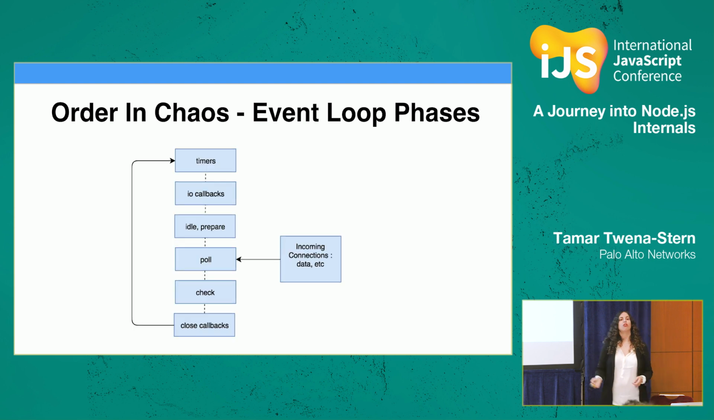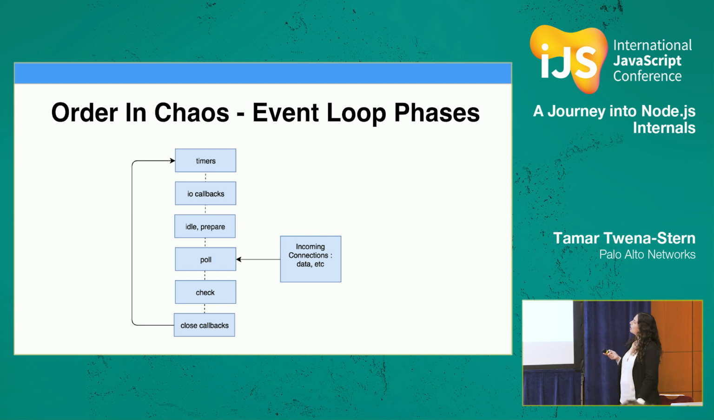So the event loop itself has several phases that repeat forever. These are the names of the phases. We're starting with timers, then I/O callback, then idle prepare, which is internal, and I won't get into it in this presentation, then poll, then check, and then close.